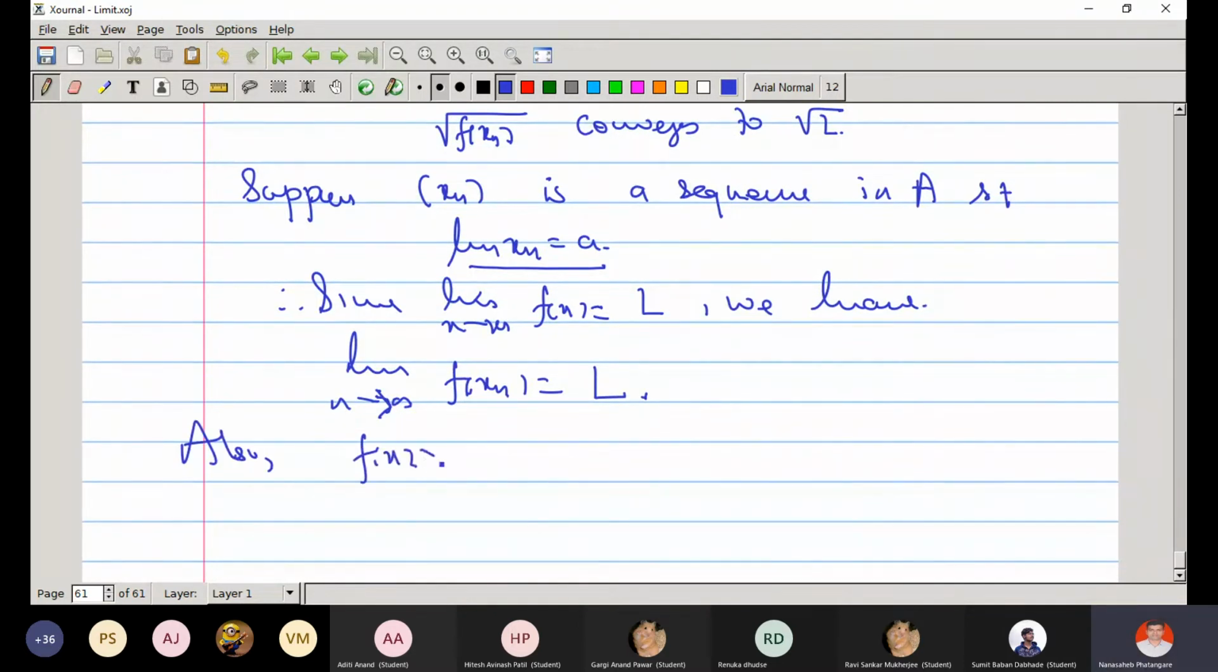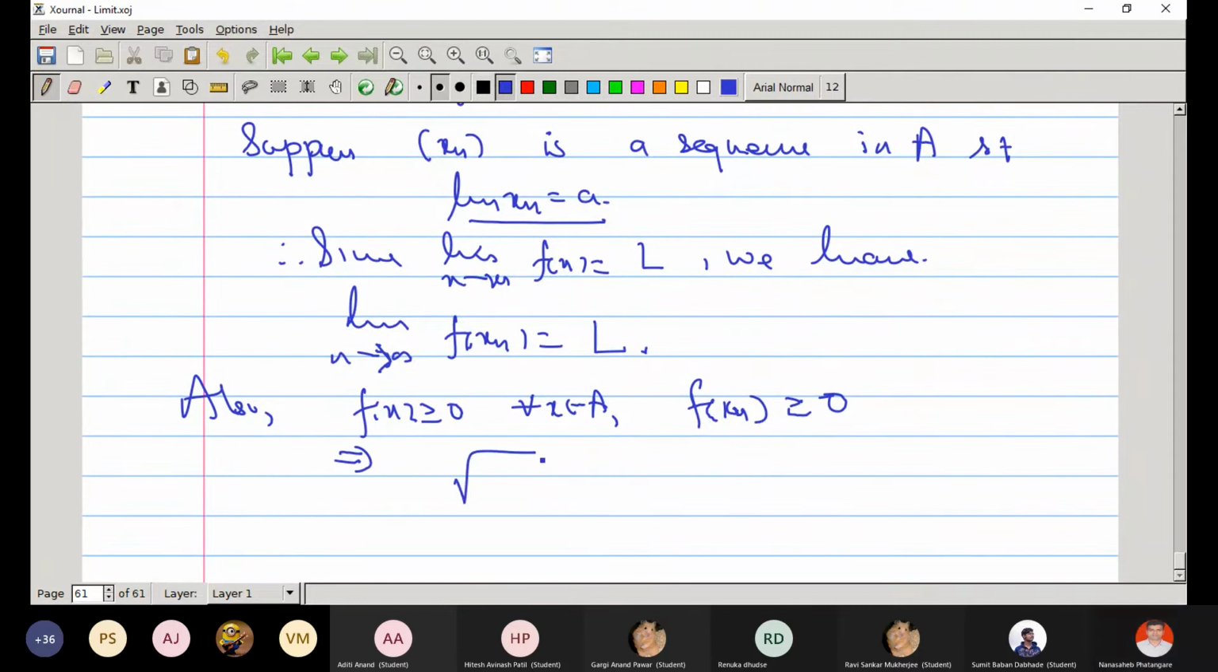Also, f of x is greater or equal 0 for all x in A, so f of xn, xn being a sequence in the domain, is also greater or equal 0. Therefore, we can think about the limit of this sequence square root of f of xn as n tends to infinity. Each f of xn is greater or equal 0, so I can talk about its square root. Then what is the limit of square root of f of xn? Is it same as the square root of the limit of f of xn? Right?